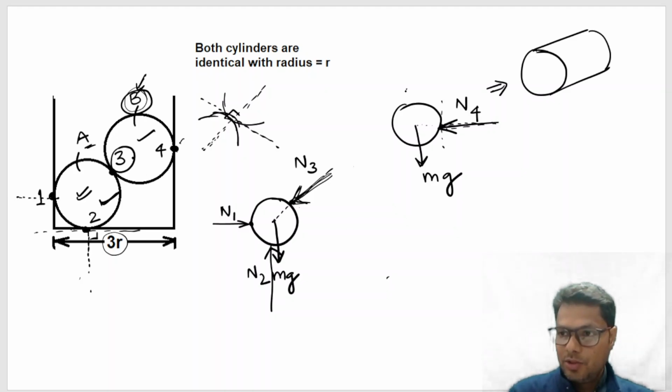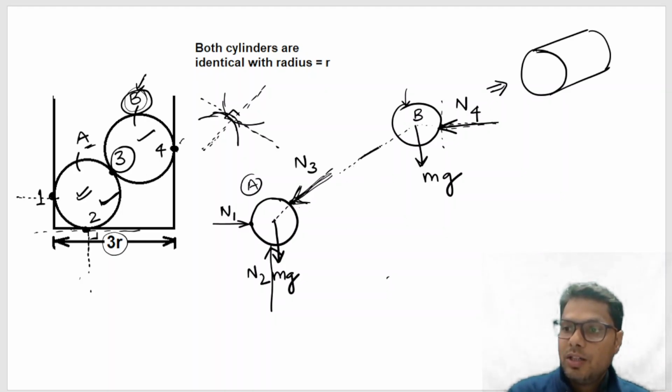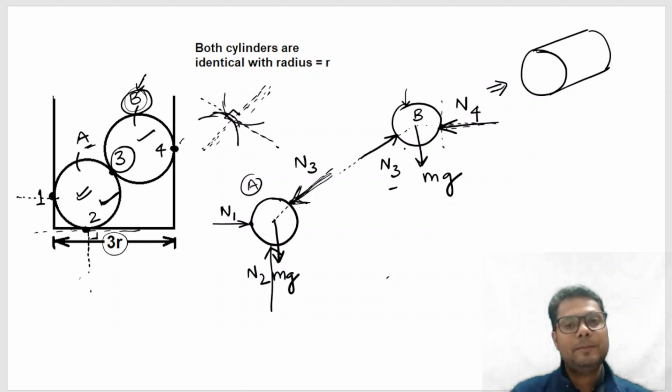Now cylinder B is your body, meaning the body whose free body diagram is being drawn, and cylinder A is an external body which is pushing our body. So this cylinder will push cylinder B along this line and the force will be of pushing nature. Why along this line? Because normal reaction is always perpendicular to the common surface of contact, and the common normal line will be the same. So the same force N3 will be acting on cylinder B along the same line.